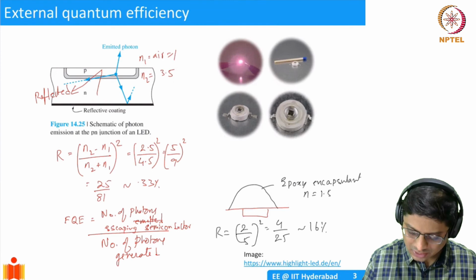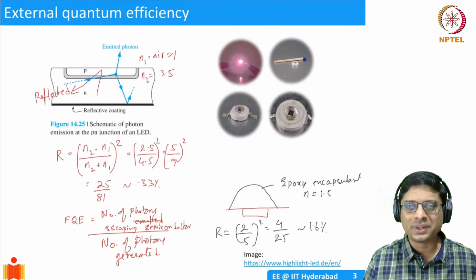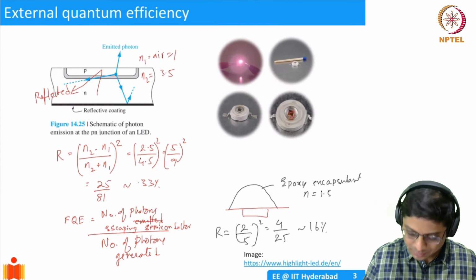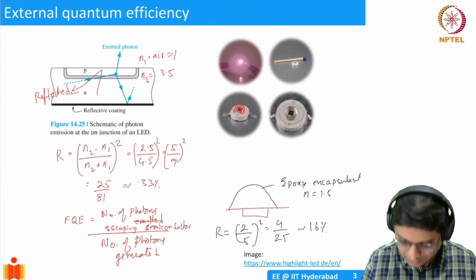So basically, this is how LEDs look. If you break open one of the lamps in your home, you will find something like this. There'll be a chip. Sometimes you might find a small encapsulant surrounding it.